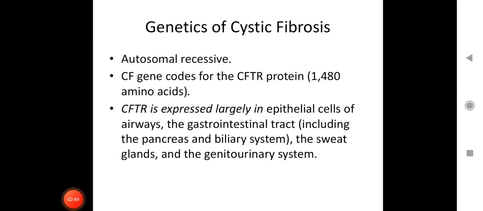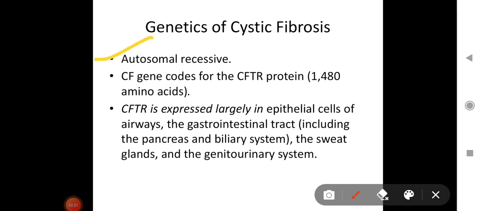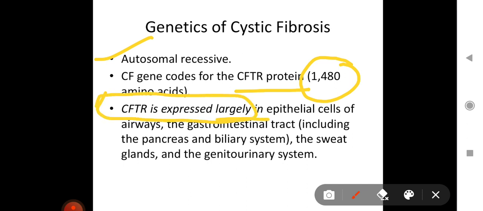Now, the genetics of cystic fibrosis: it is autosomal recessive inheritance. These questions on inheritance are very important in MCQ exams and OSCE exams of DNB pediatric practicals. Now, the CF gene codes for the CFTR protein, and this protein is made up of 1480 amino acids. And where is this protein expressed mostly in our body? In the epithelial cells of airways, in the GI tract, including the pancreas and biliary system, the sweat glands, and the genitourinary system.